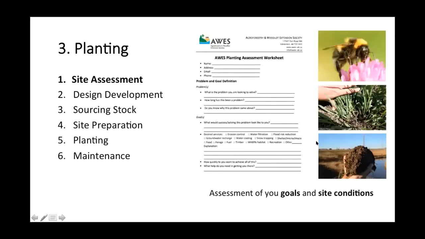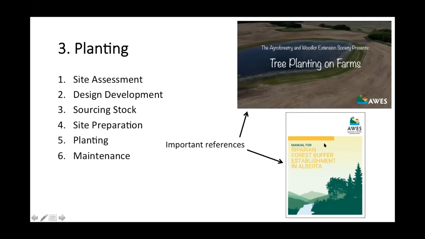I also want to recommend the Manual for Riparian Forest Buffer Establishment in Alberta. That's a pretty comprehensive manual on those 6 steps as well. If you're looking for more in-depth information on any of them, feel free to refer to that manual. It's on the course webpage under this session's heading. You can download it from there. And we also have a bunch of fact sheets that supplement a lot of the material. So lots of different resources.